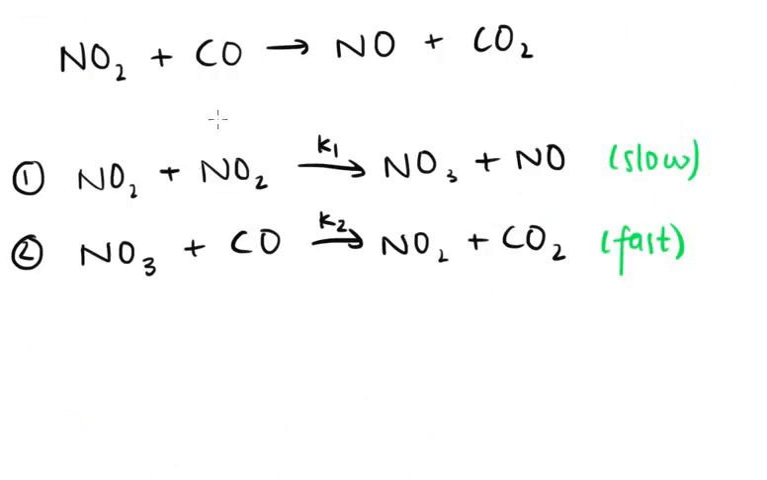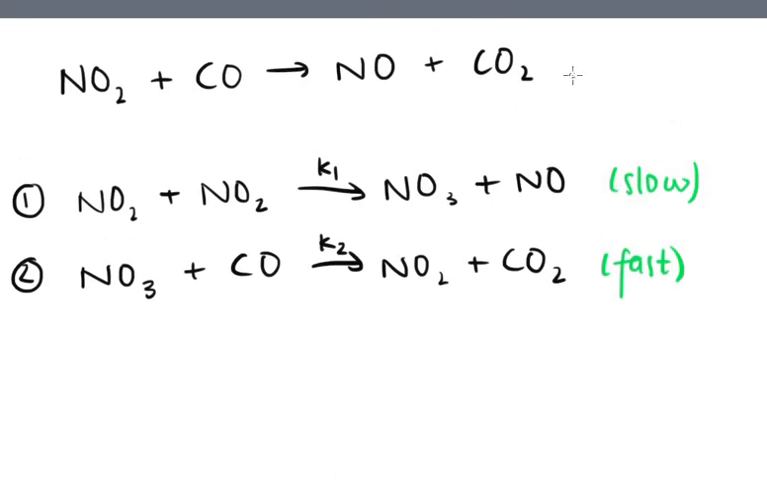So let's start with this example. We're given the overall reaction here, and they want us to find what the overall rate law is. So let's first start with finding out what the rate determining step is. We're given two elementary steps. This is a fast and this is a slow. Now the slow step is always the rate determining step. That is a rate determining step.